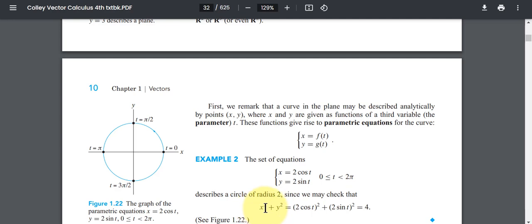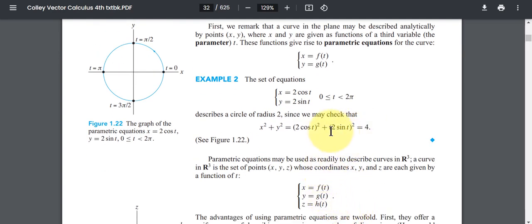And that's true here. If we take x squared plus y squared, we're taking this squared plus this squared, and if you just work this out, do they do it? No, they don't do it. But if you just work this out, you'll see that you get 4. So that means you're always on a circle.